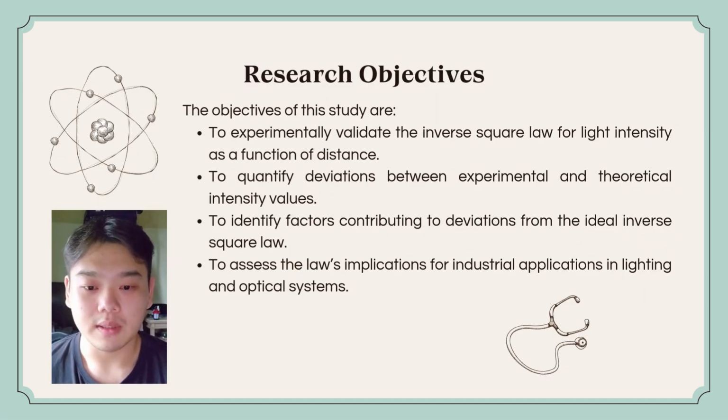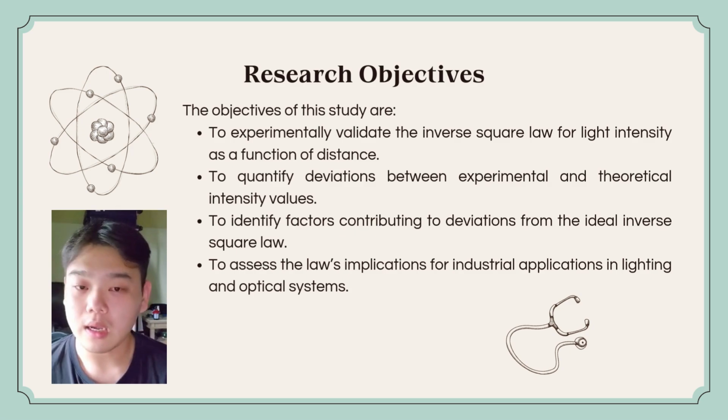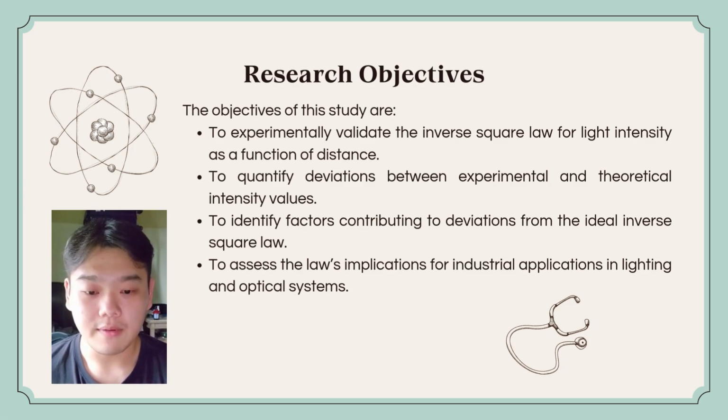The objectives for this research are: Number 1, to experimentally validate the inverse square law for light intensity as a function of distance. Number 2, to quantify deviation between experimental and theoretical intensity values. Number 3, to identify factors contributing to deviation from an ideal inverse square law. Number 4, to assess the law's implications for industrial application in lighting and optical systems.